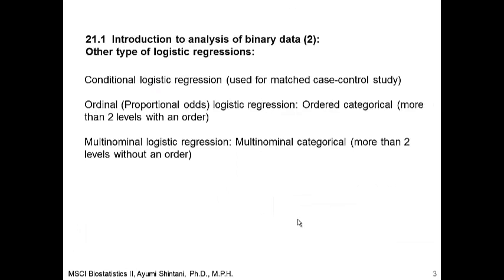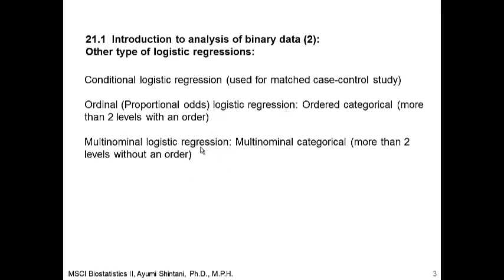Let's move on. In fact, there is more than one type of logistic regression we can perform. Mainly, there are 3 other types. One is called conditional logistic regression. This is often used when you have a matched case-control study. The other form is ordinal logistic regression, also called proportional odds logistic regression. This is good when you have an ordered categorical outcome variable, for example disease severity: mild, moderate, severe, 3 levels instead of a binary variable.